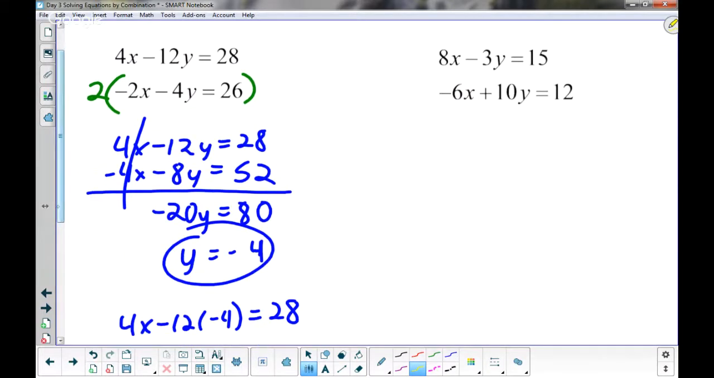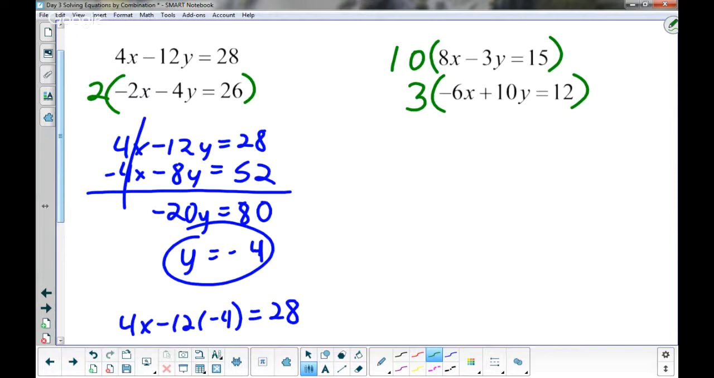All right, let's look at the second one here. 8x minus 3y equals 15, and -6x plus 10y equals 12. Now, again, we can choose x's or y's. I'm going to do y's this time just because we did x's last time. 3 and 10, least common multiple, that's where we're going with this, would be 30. So we're multiplying both equations, the top one by 10 and the bottom one by 3. We don't need to multiply by a negative because one's positive and one's negative.